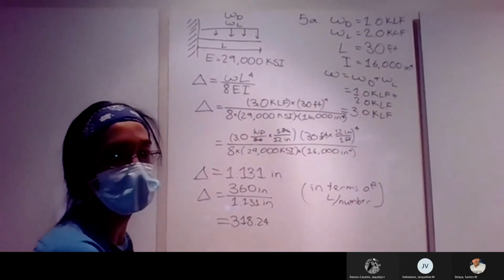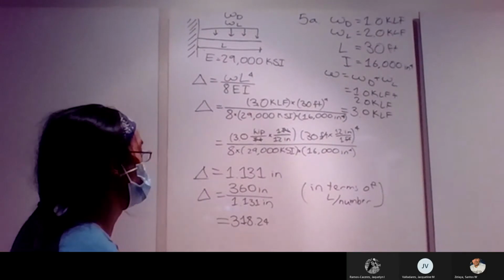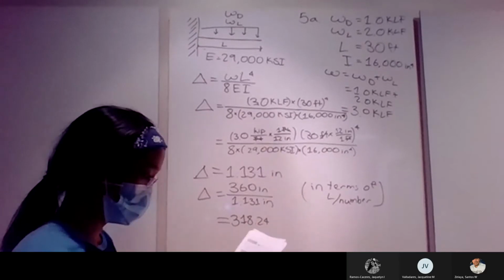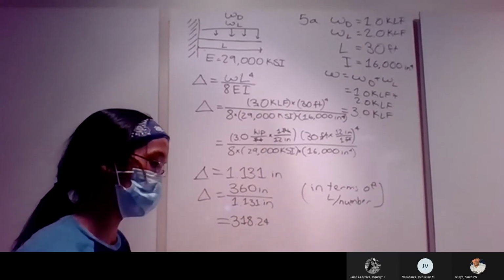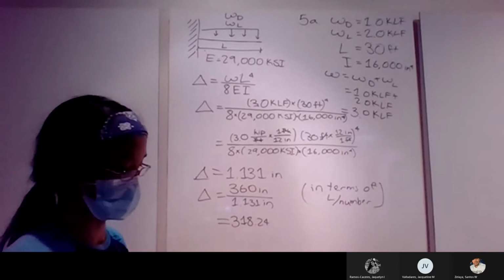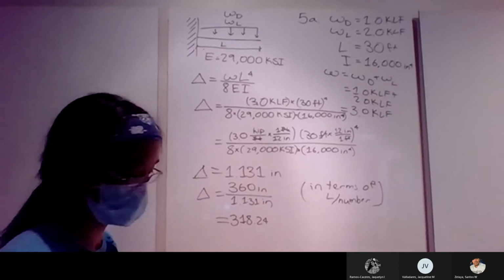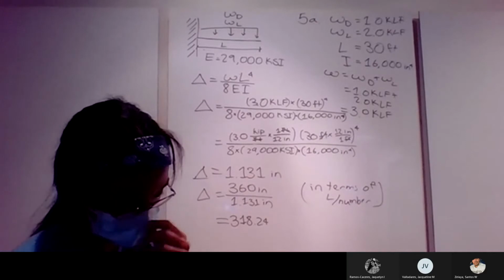So this is kind of like a ratio almost. That's why there's no units, because we have inches divided by inches. And as you'll see in the paper, she didn't include units. So you're just going to write 318.24, just 318. The 0.24 shouldn't matter.